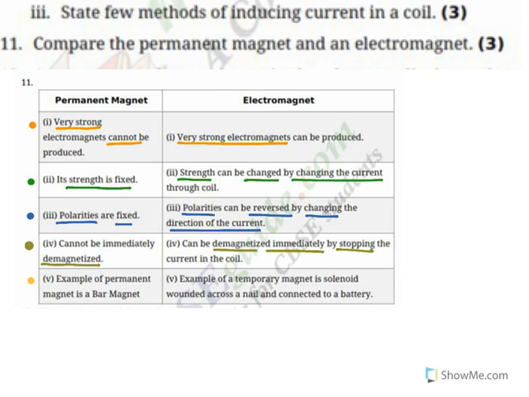And last, the example of a permanent magnet is a bar magnet, and a temporary magnet would be like a solenoid. A copper wire bound around in a circular coil is a solenoid. That's an example of an electromagnet.